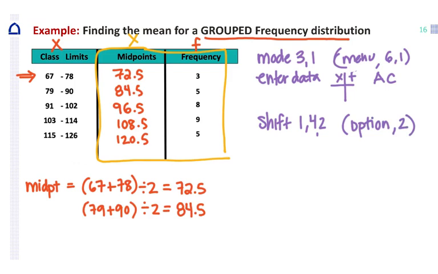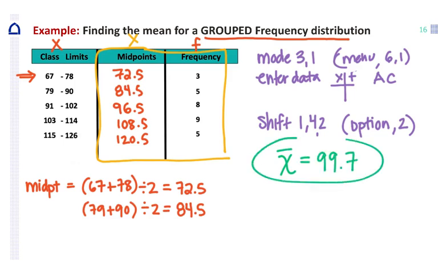I advise you pause the video right here and do that. Press Mode 3.1 or Menu 6.1, and enter the data points 72.5 equals, 84.5 equals, 96.5 equals, all the way down. Then use your arrow buttons to go to the right and up to the top of the frequency column. Press 3 equals, 5 equals, 8 equals, 9 equals, 5 equals, then press AC, then press Shift 1, 4, 2, or for the white calculator, you can press Option 2, and you should end up getting a mean of 99.7. That is what I got.